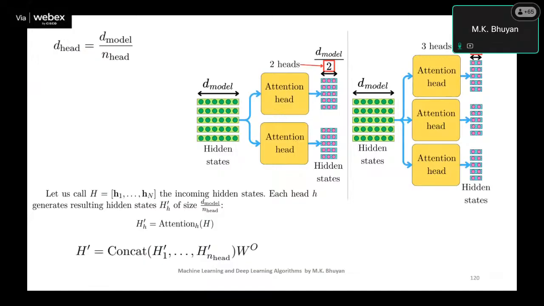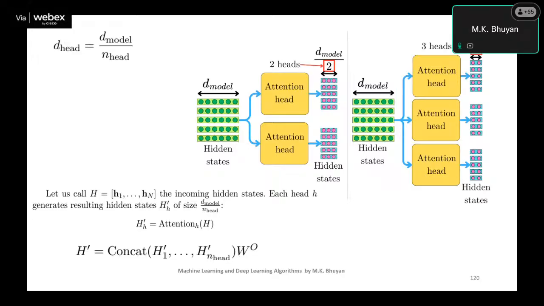So in the first figure, you can see we are considering 2 heads. And if you see the dimension of the model, D model, what is the dimension? 1, 2, 3, 4, 5, 6. So 6 divided by 2. So what will be the dimension of the head? The dimension of the head will be 3, 1, 2, 3.